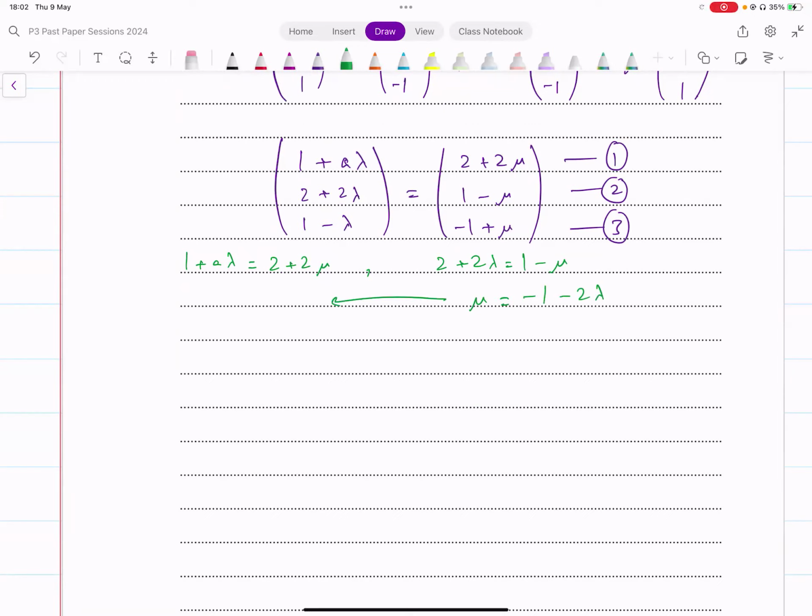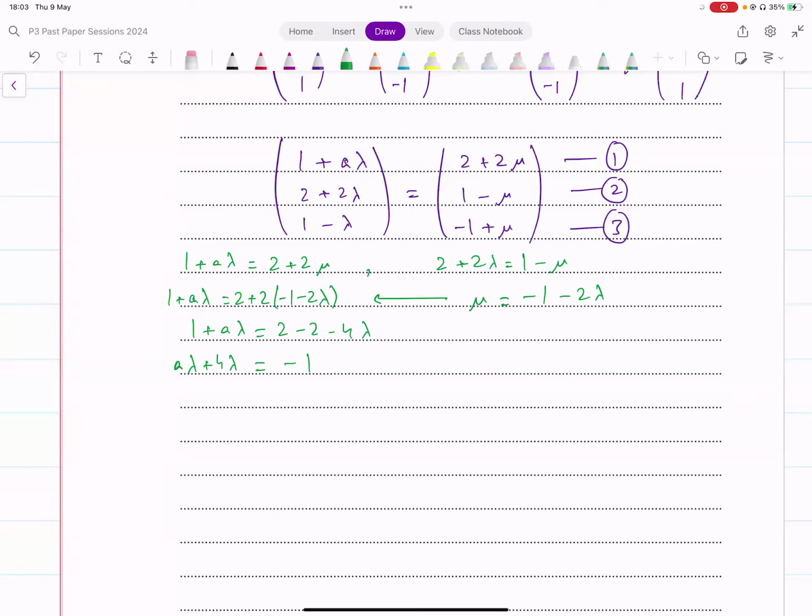And that gives us 1 plus A lambda equals 2 plus 2 into minus 1 minus 2 lambda. Yeah, that looks okay. 1 plus A lambda equals 2 minus 2 minus 4 lambda. And we have minus 4 lambda. Let's take lambda terms to the other side. A lambda plus 4 lambda. Bring 1 here. That becomes minus 1.